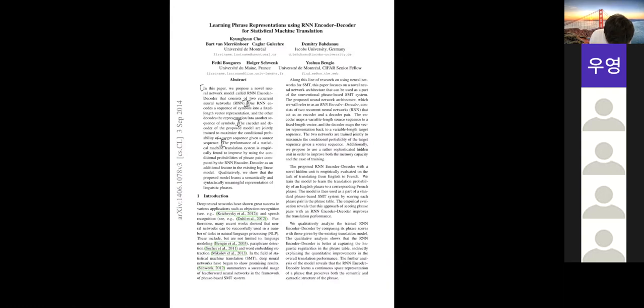Now we go into the performance of a statistical machine translation system is found to improve by using the conditional probabilities of phrase pairs computed by the RNN encoder-decoder as an additional feature. This is exactly what the paper is really arguing, basically the empirical experimental results. And it again has a sentence that describes the experimental results too. Qualitatively, we show that the proposed model learns a semantically and syntactically meaningful representation. This can be considered as empirical results, but also implications. So I'll say this is maybe implication.